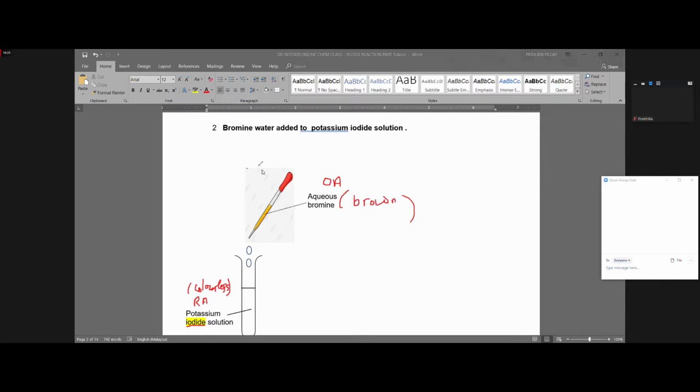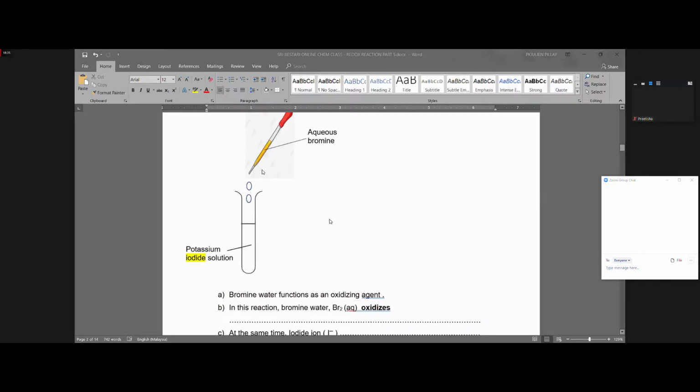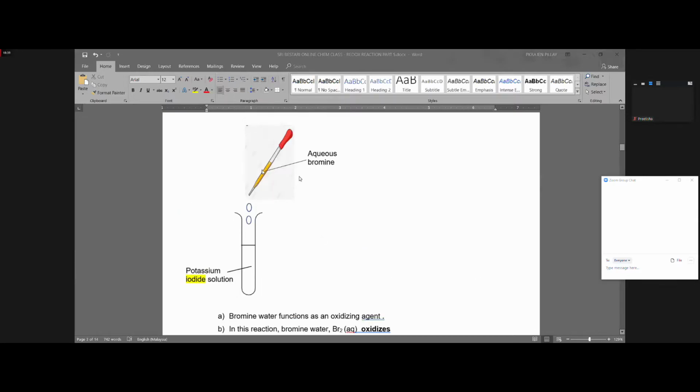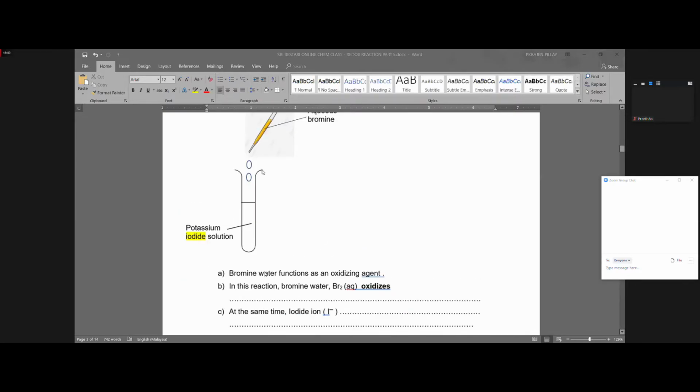Okay, write it down. Now you answer the question. Now try. Can I clear? Oxidizing agent, reducing agent, color. Okay? So now we clear. Now we go here. So again, this is oxidizing agent. The bromine water or aqueous bromine functions as oxidizing agent. What does it do? Okay, who wants to try? Satish, tell me. What does it oxidize?